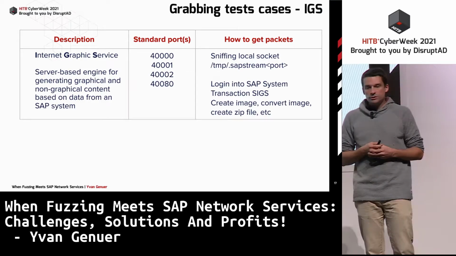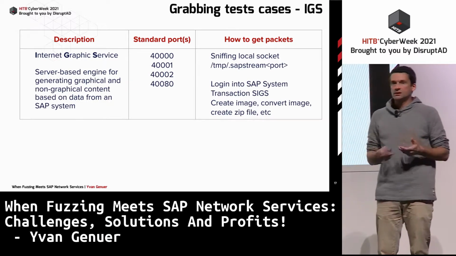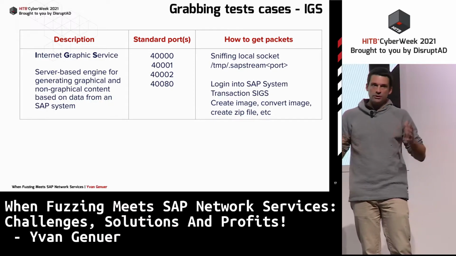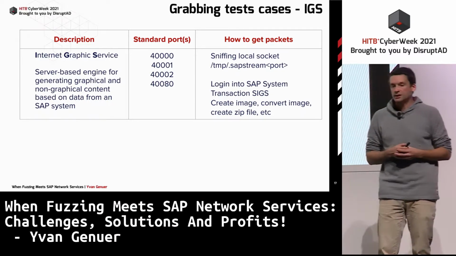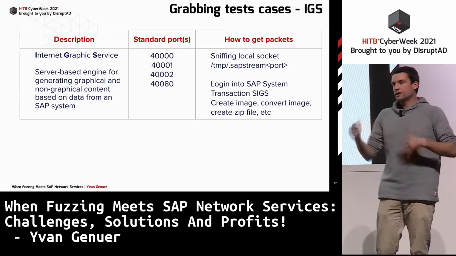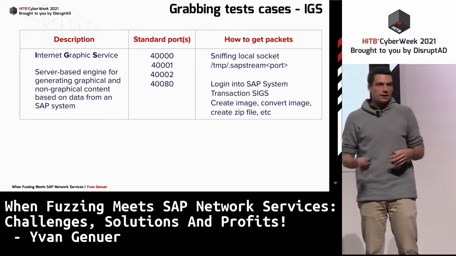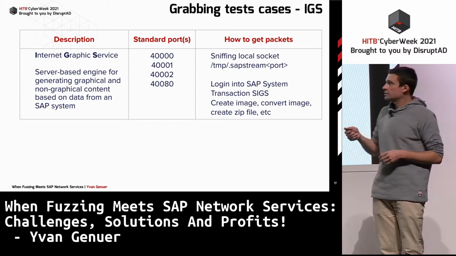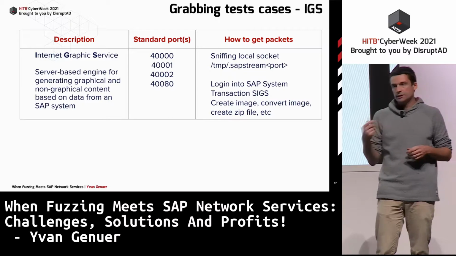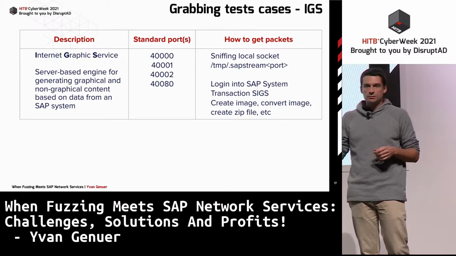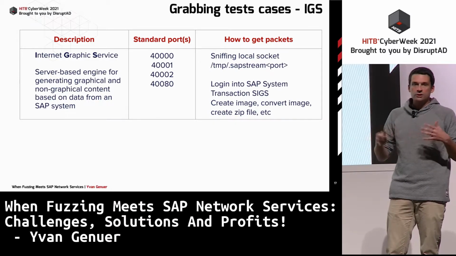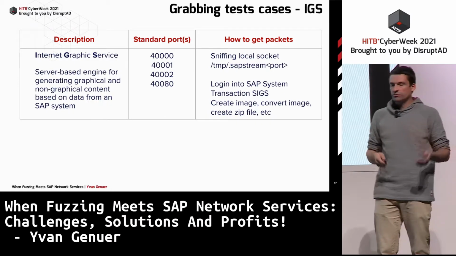And one word about the IGS. The IGS is the Internet Graphical Services. It can do a lot of things. I already worked a few years ago on the IGS services, and it can convert images, generate charts, etc. If you listen on this port, you get nothing. But if you listen on the local socket in /tmp/.sapstream, followed by the port number, you can grab and sniff a lot of packets.